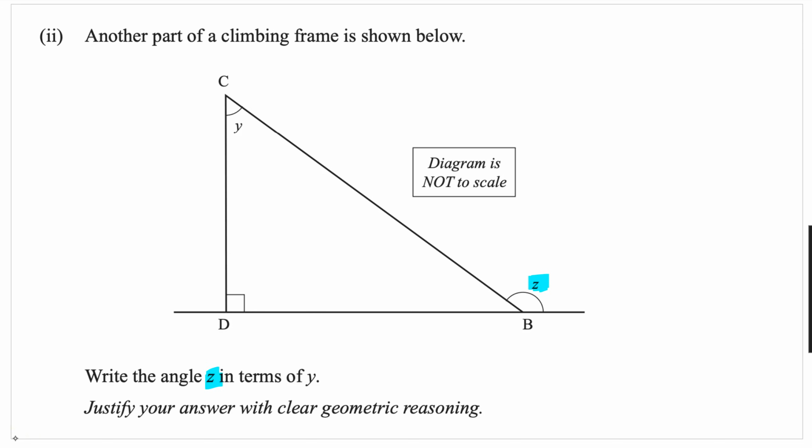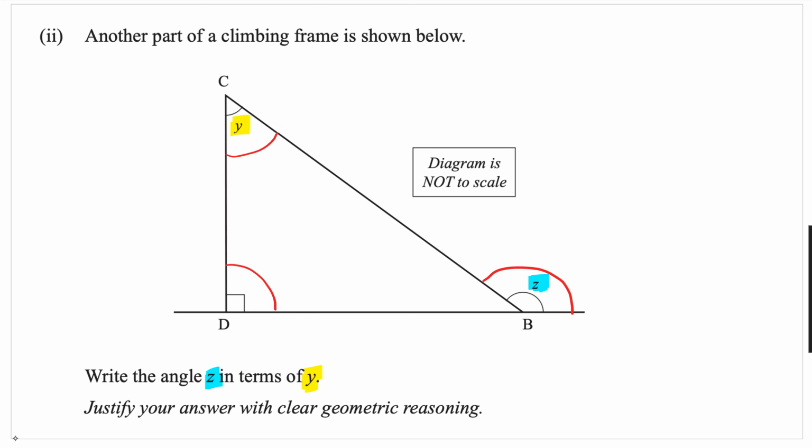All right, so question 2, guys, what we've got is write the angle Z in terms of Y. Now, I've already highlighted Z there. As for Y, that's this angle right here. And we've got to write it with clear geometric reasoning. There are quite a few ways you can do this. You can use exterior angle, angles in a triangle, and so on. I'm going to do the exterior angle, because the exterior angle of a triangle is the sum of the opposite interior angles.